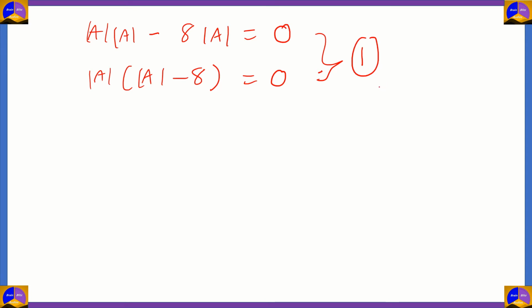And from here you have two scenarios. Scenario 1 is when determinant of A is equal to 0, and scenario 2 is when determinant of A minus 8 equals 0. In that case, determinant of A is equal to 8. So we have two answers: determinant of A is equal to 0, or determinant of A is equal to 8. This final step will also give you a half mark.